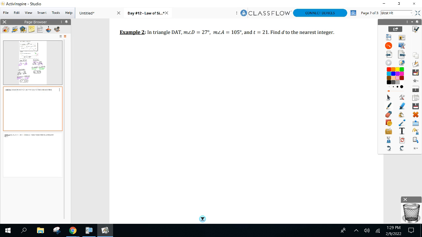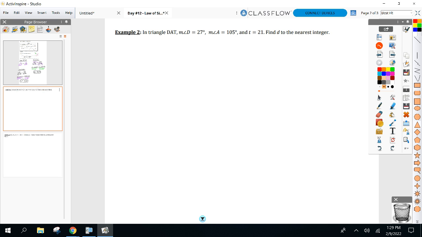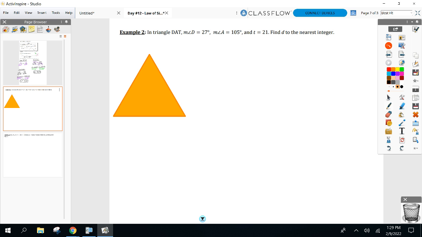Don't worry, I'm not going to ask you to solve any more triangles. I don't have that much time, and I know you don't have that much patience. Set up your diagram. Sorry, I don't provide the triangle here for you. So we have triangle DAT. Everyone's got that triangle? Just keep setting up that triangle.